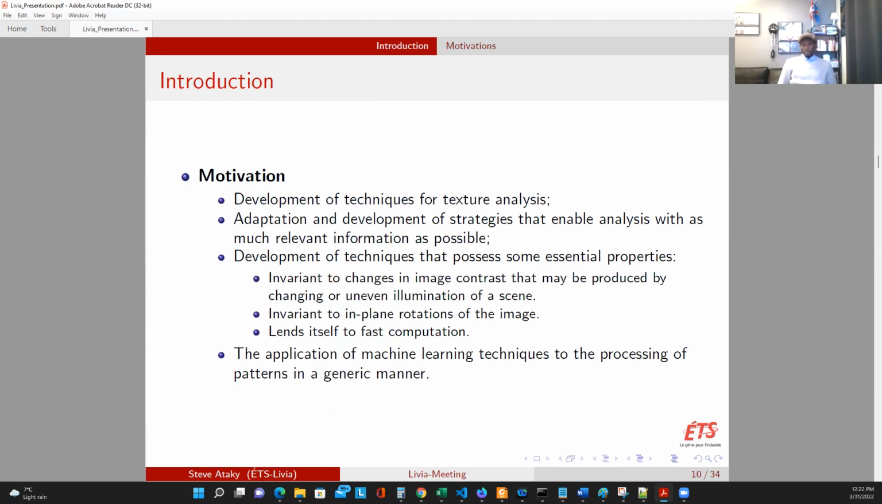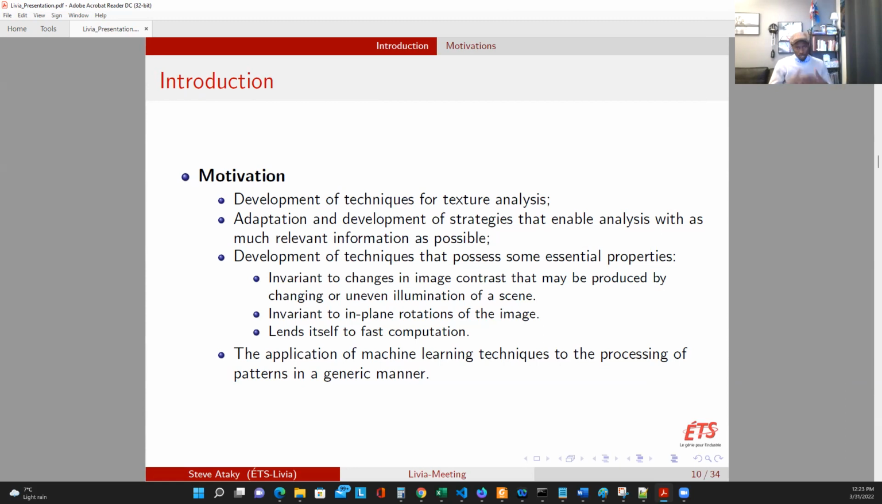Now, the motivation of this work is the development of techniques for texture analysis and characterization not only in natural images, but also in those images containing other structures in addition to texture. For example, histopathological images have different structures, but we also have texture. And the adaptation and development of strategies will enable analysis with as much relevant information as possible. So we need to characterize texture to the maximum extent.